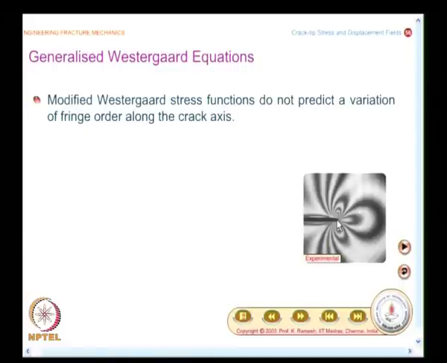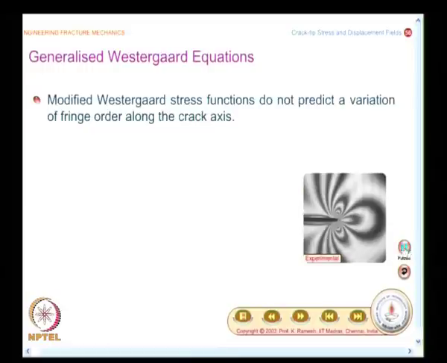So, the idea is, though we want tau xy to be 0 along the crack axis, we find that modified Westergaard equations do not provide a variation of maximum shear stress. In an actual experimentation, you do find fringe loops, and they correspond to variation of maximum shear stress along the crack axis.